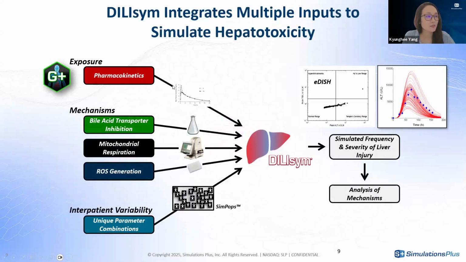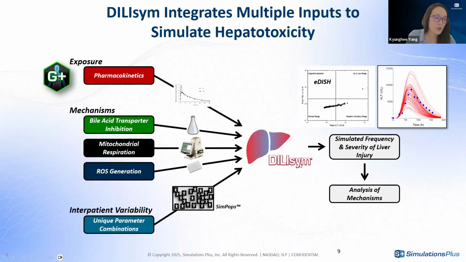And a little bit more about the inputs and outputs of the model. Key inputs are twofold: exposure, so any PK data that you would need to build and develop a PBPK model would be needed, preclinical, in vitro, clinical data if available. And the other important input would be mechanistic data. These are in vitro mechanistic experimental data to determine the mechanism of toxicity as well as potency for those mechanisms. And inter-patient variability is represented within the model.